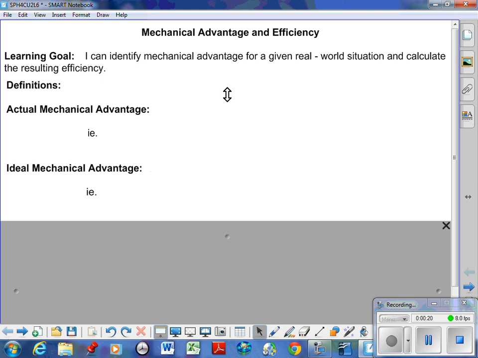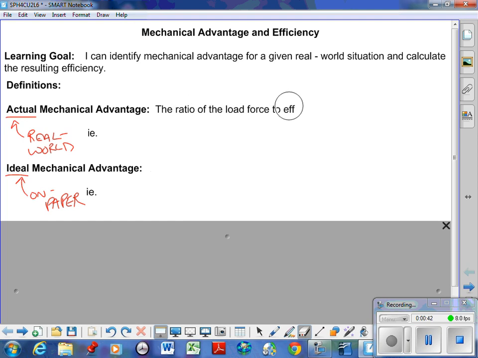There are two types of mechanical advantage. There is actual and then there's ideal. So this is real world. And this is on paper. It's one of those, well, on paper, this is what it should be. So what's the definition? Well, actual mechanical advantage is the ratio of your load force to effort force. So load force to effort force.